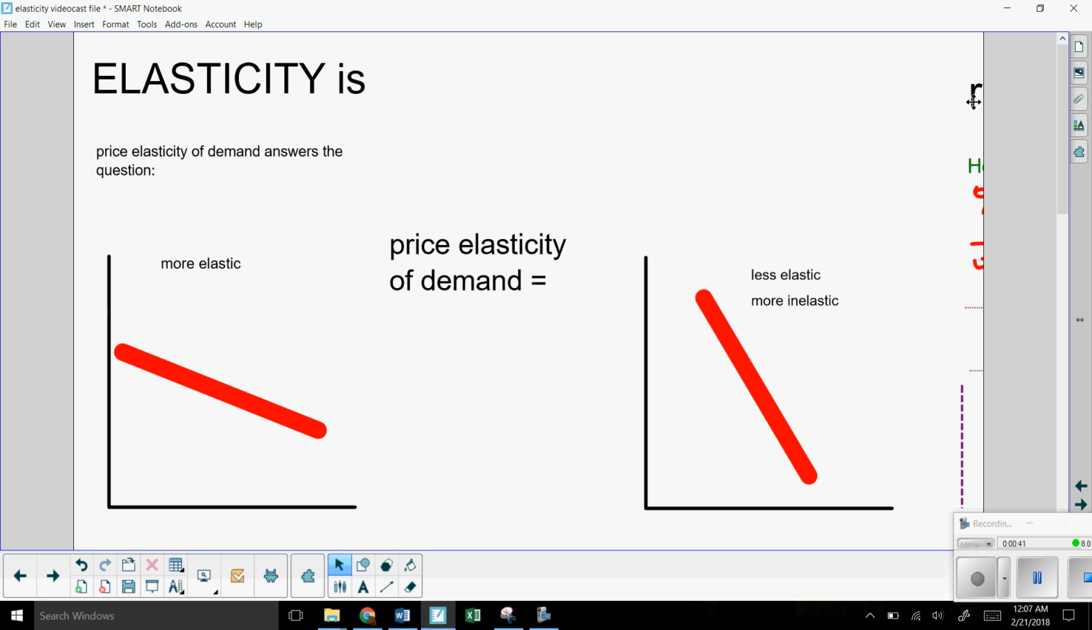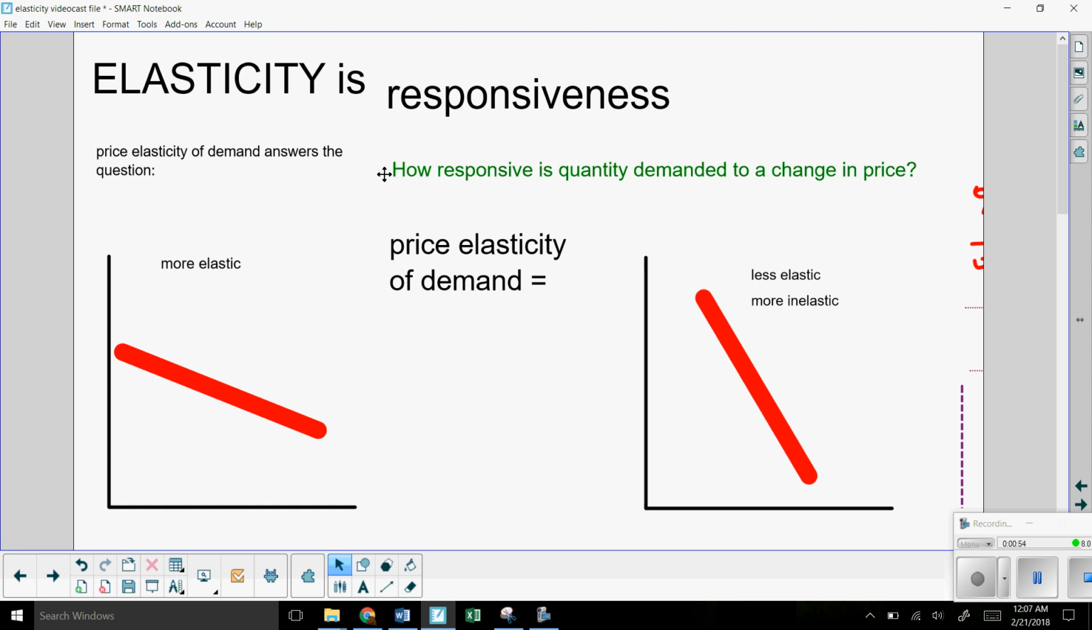At any rate, elasticity, the core of it, what is it really about? It's all about the concept of responsiveness. So anytime you see the word elasticity, you can think of how it relates to responsiveness, and you'll be well ahead of the curve on that one. Price elasticity of demand. That is the main kind of elasticity, the one you have to know tons about, and it can get kind of mathy. And you're capable of doing it though, because really it's just focusing on the question, how responsive is quantity demanded to a change in price?